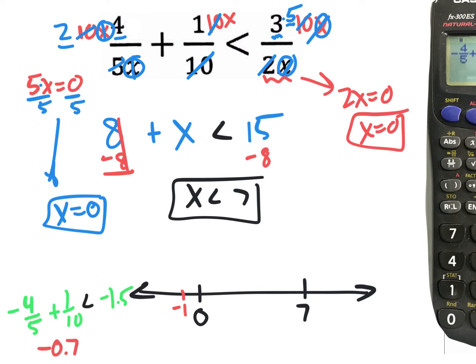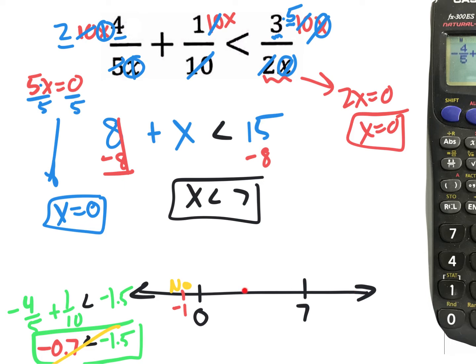Negative 0.7. Is that less than negative 1.5? No, that is false. So I'm going to put a line through it because it's false. I'm actually going to write the word no right here. I know that this side does not work. Over here are not the answers. So maybe the answers are in here, or maybe over here, or maybe both right here and over here.